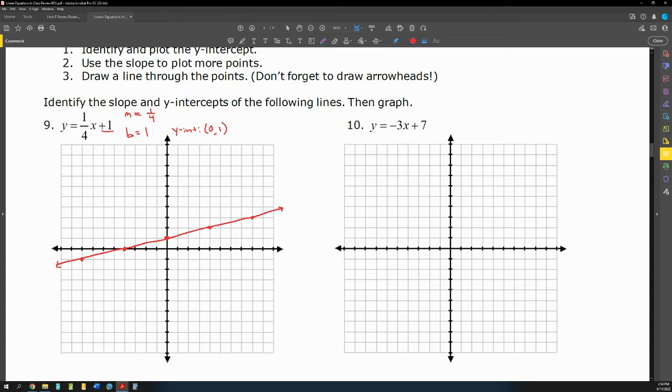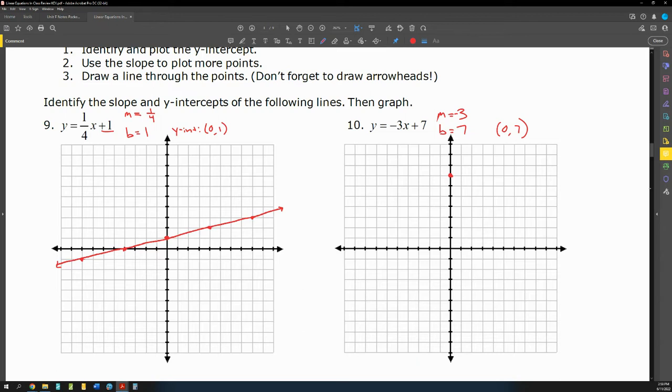All right, number 10. y equals -3x plus 7. Here our slope is -3, and our y-intercept is +7. So as an ordered pair, we have the y-intercept (0, 7). So let's go ahead and plot that point and use our slope, -3.